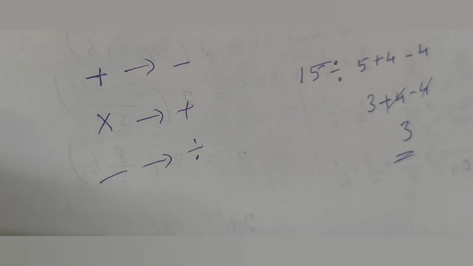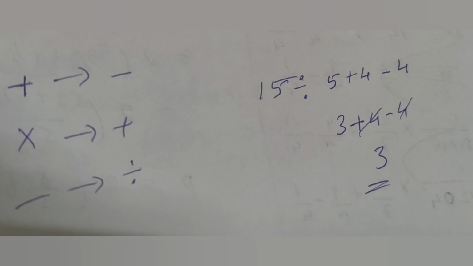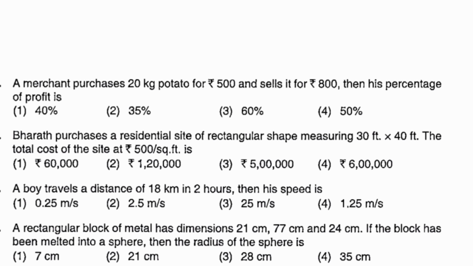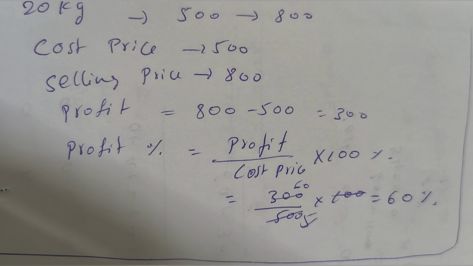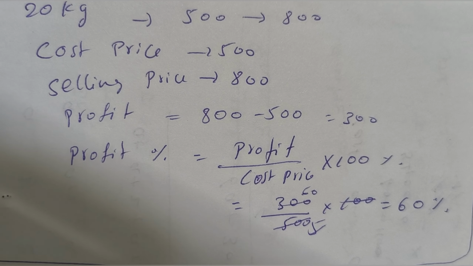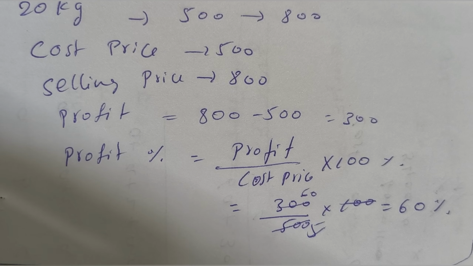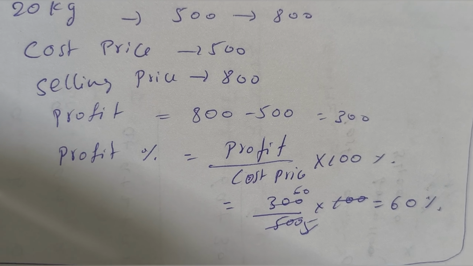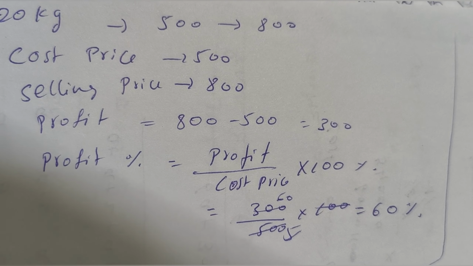Next one, a merchant purchases 20 kg potato for 500 and sells it for 800. Then his percentage of profit is? The cost price is 500, selling price is 800. Profit is 800 minus 500, that is 300. The formula for profit percentage is profit divided by cost price into 100%. So 300 by 500 into 100, so 60%. The answer is option 3, 60%.